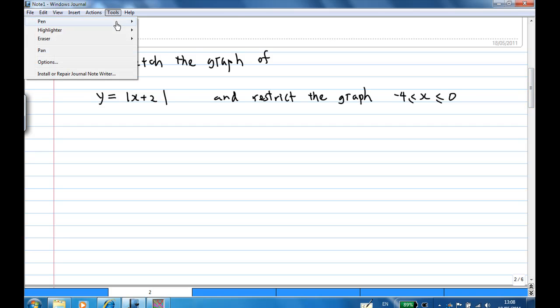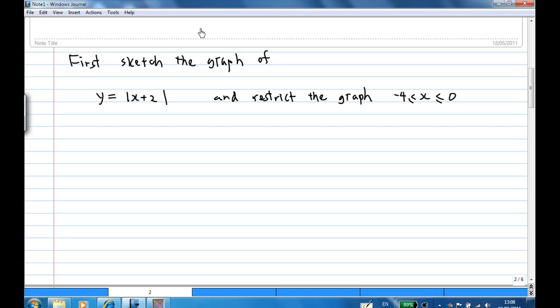So how do we get the graph of absolute value of x plus 2? Then we'll restrict the graph from x equal to minus 4 to 0. First of all, you must understand how to get the graph of absolute value of x.